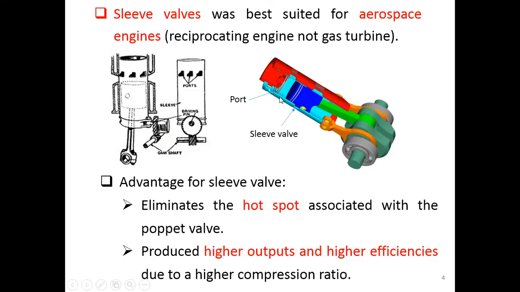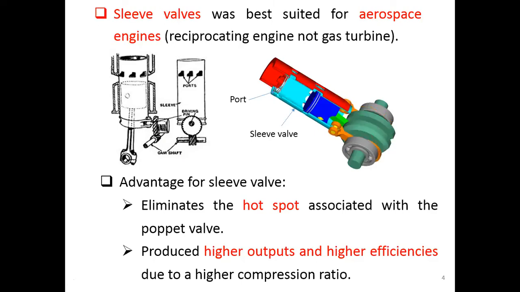Okay. So this is how the sleeve valve works. You have the sleeve valve here that goes along with the piston. They move in linear motion with the piston in order to open and close the port here. Close the port here. Also here, the exhaust port and the intake down here. The advantage of this sleeve valve is that it helps eliminate the hot spot that comes when we use the poppet valve.